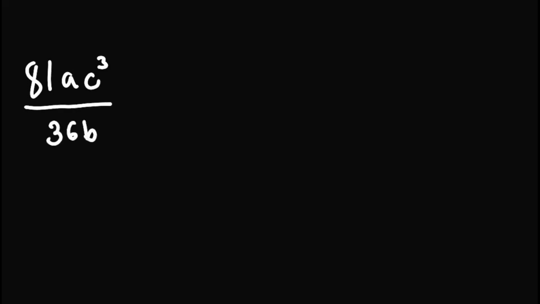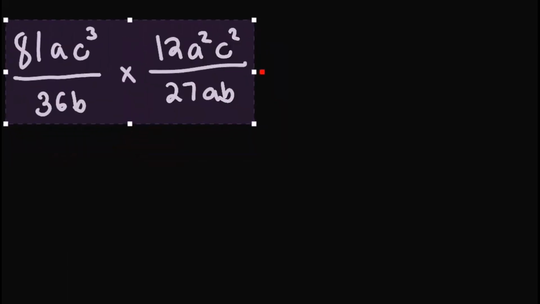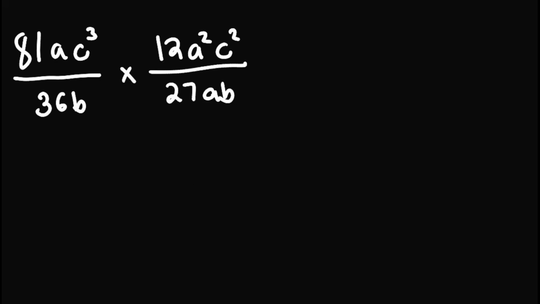So let's have our first example. Let's have 81 a c cubed all over 36b, times 12 a squared c squared all over 27 a b. Let's move this one up. And from here, similar to how we did a while ago, we first factor out these expressions to their simplest form.